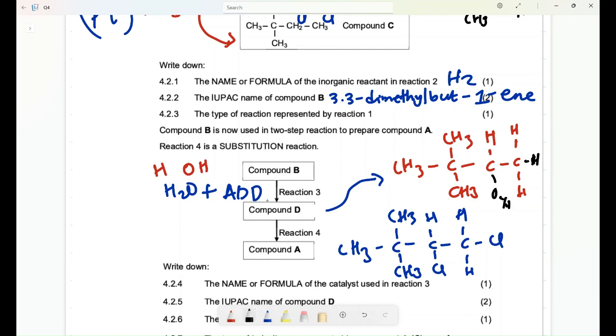Okay, so now after adding water, from here to here, it is a substitution reaction. So I can substitute what?